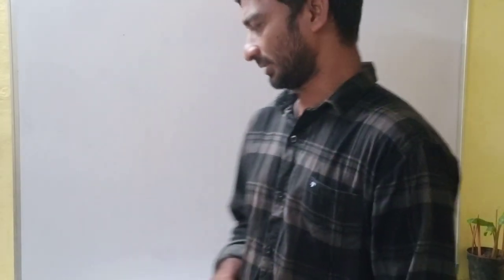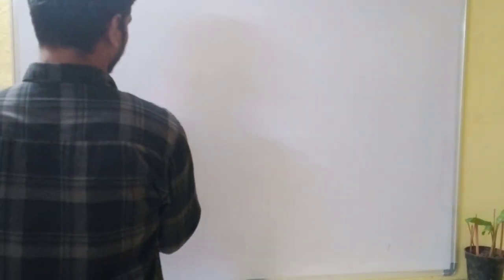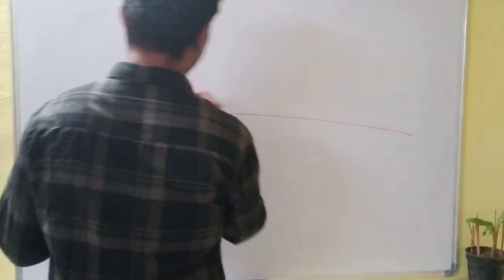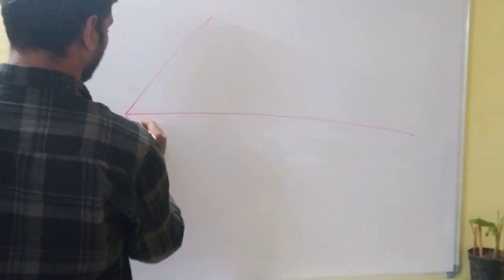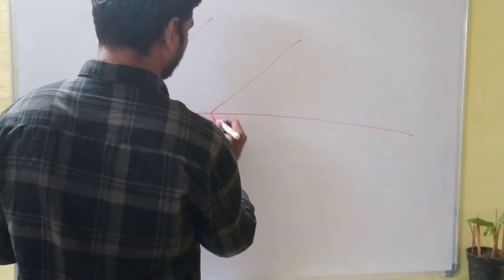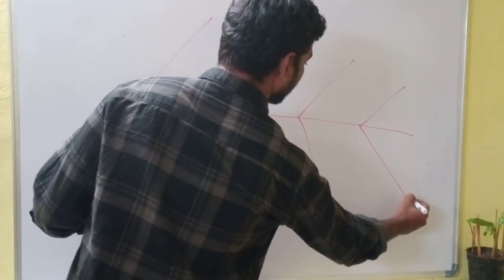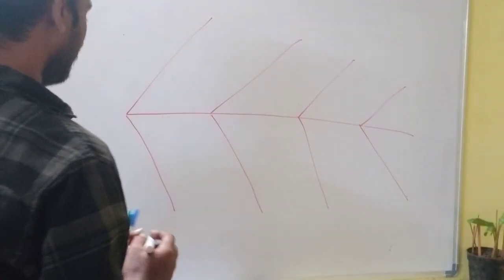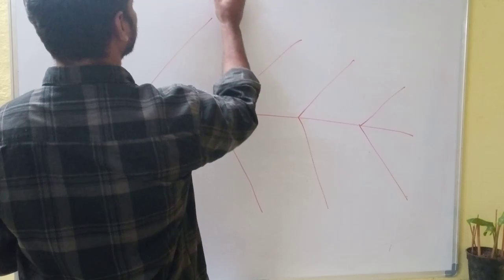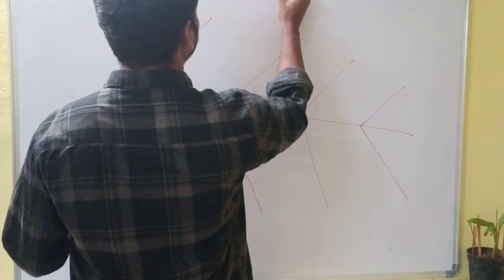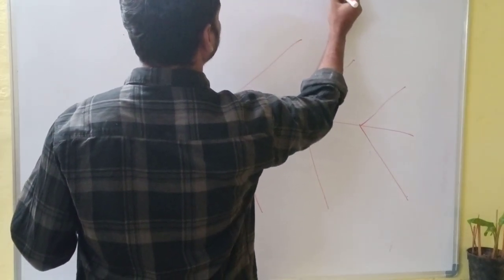In this video, I am going to explain you the fishbone diagram of sources of Indian Constitution. So let's make a fishbone diagram of sources of Indian Constitution. For that, I am making a fishbone like structure. Fishbone looks like this. In your notebook, you can make it like this. This is like fishbone structure, right? So the topic is sources of Indian Constitution.